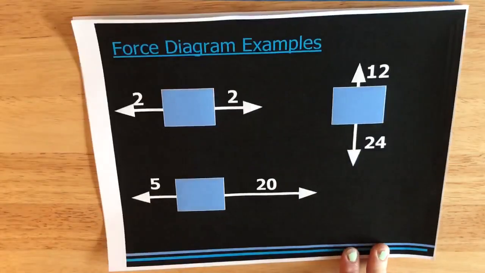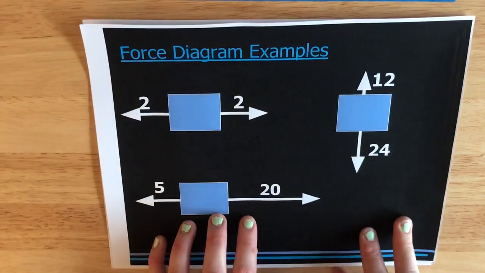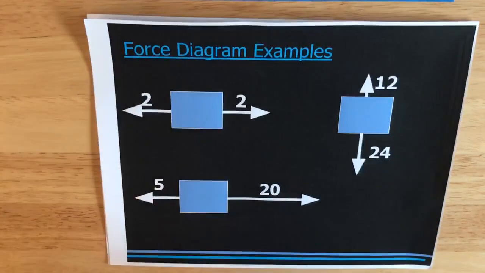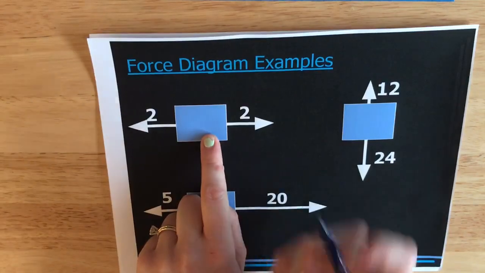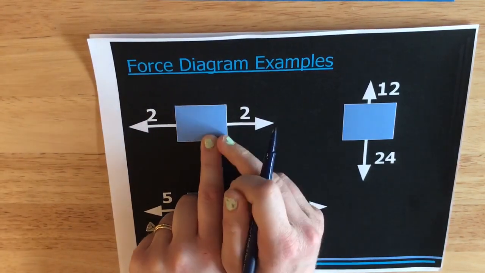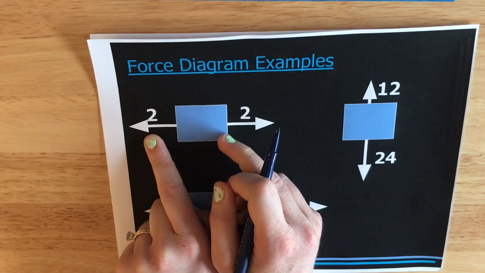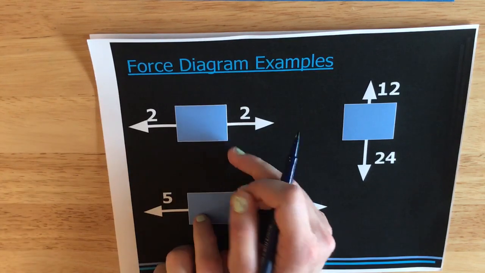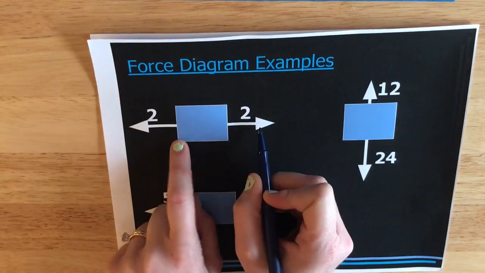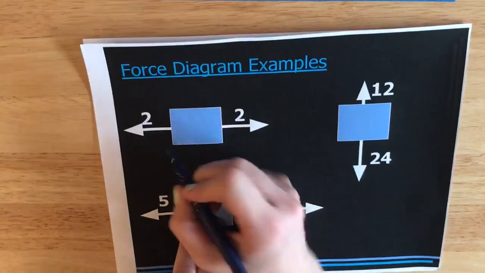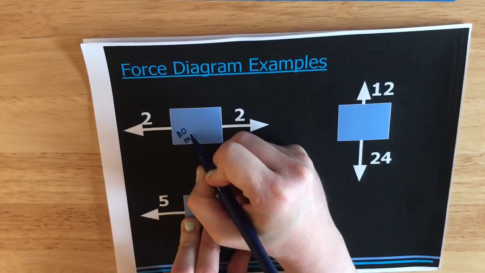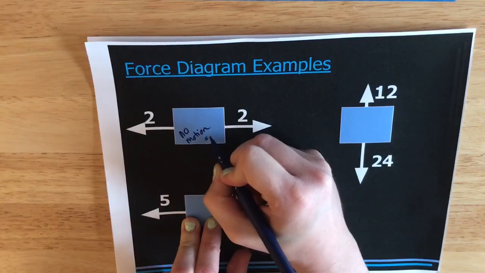So, here are some examples, okay. For this particular object, you've got 2 pulling to the right, you've got 2 pulling to the left, maybe somebody's playing something like tug of war, okay, and if it's 2 this way and 2 that way, it's not going to move, okay, so this would have no motion because they're equal but opposite, okay.